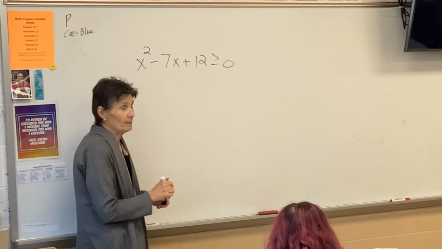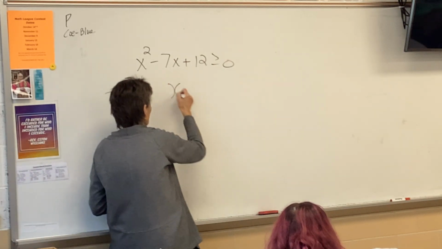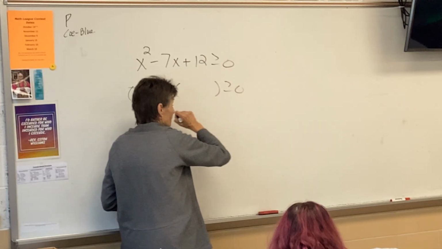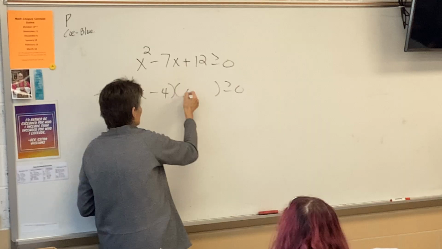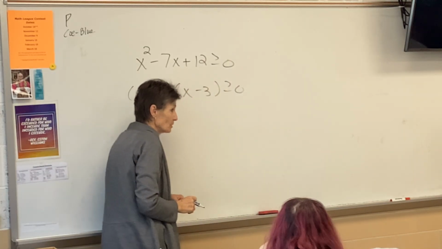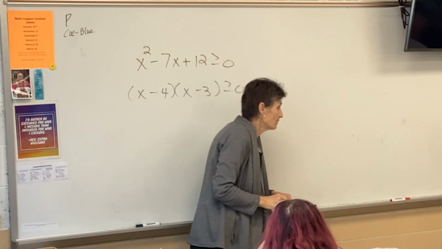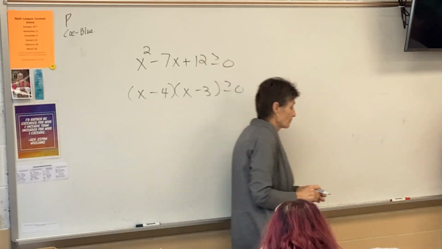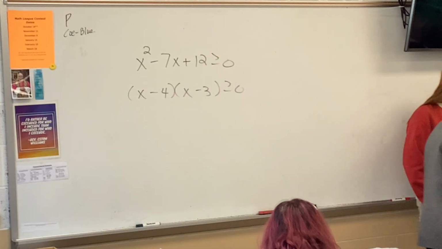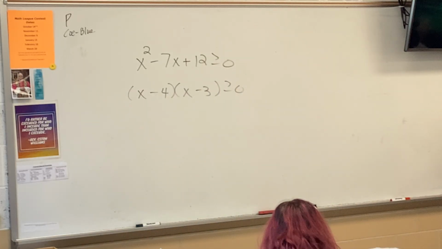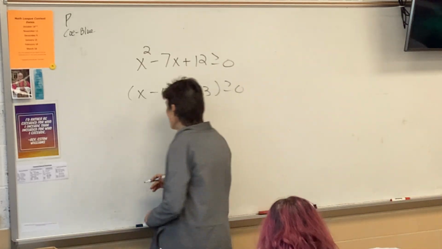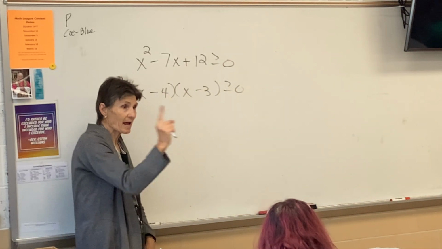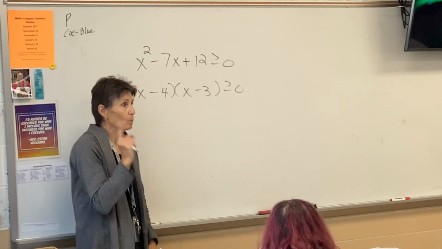Factor it. And how does this factor? Remember, we're practicing factoring. X minus 4, X minus 3. Minus 3, yeah. You are absolutely correct. All right, and then what? What happens next? That is exactly right for the first step. Plot the 4 and the 3.